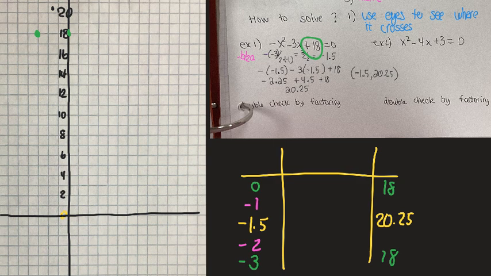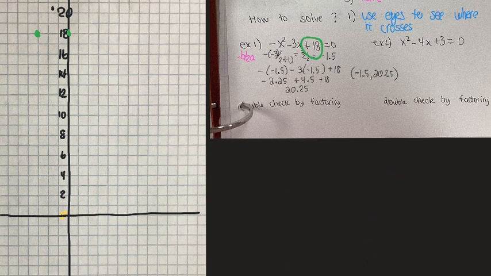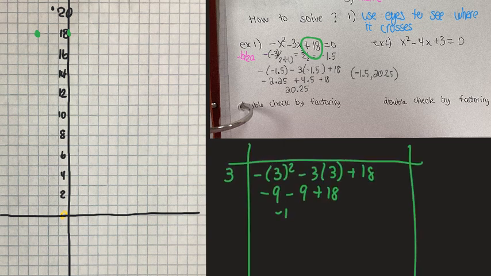Let's just pick 3 and see what we get. Pause the video, and we are now picking positive 3 in our table. I am not believing this. I picked positive 3, and look what I got. I got 0. That's perfect. That's exactly what I wanted.